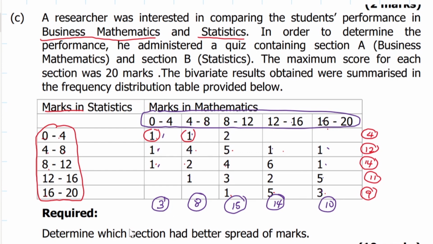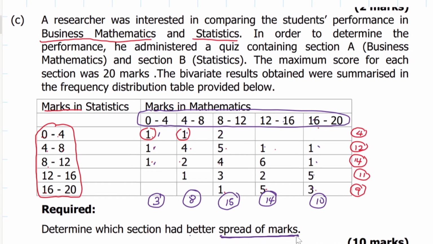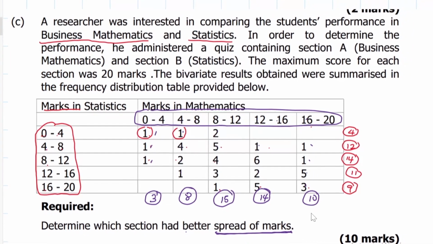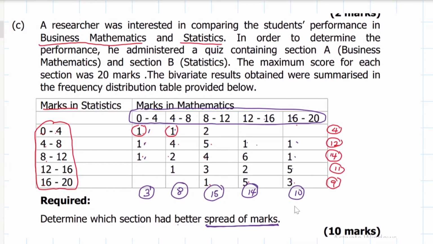Okay. Determine the section that had a higher spread of marks. Okay, up here I was just trying to summarize the table a bit. Determine the section which had better spread. Now, what parameter are we going to use to determine spread of marks? I think by better spread, which section had better spread? Now, by spread of marks, definitely here they are indirectly talking about which one has marks that are more spread.